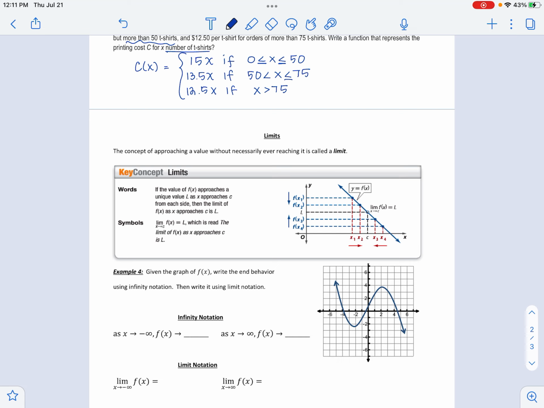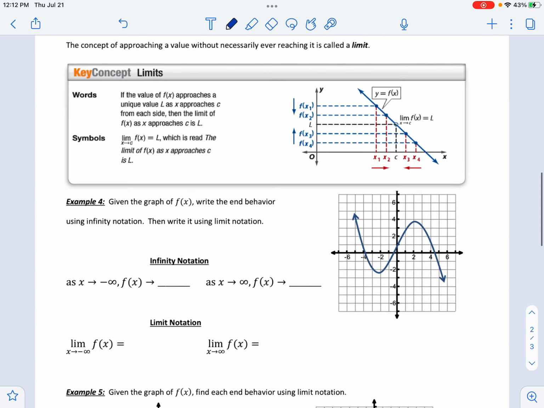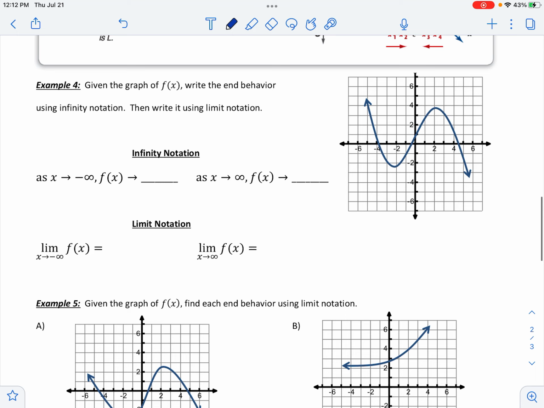We get more into limits at the end of the school year, but just so you have an idea, limits are the concept of approaching a value without necessarily ever reaching it. That's called a limit. So if you're headed towards the y value of 6 from the left and from the right, that's the limit. But it's the y value that you're heading towards, okay? That just explains it in this box here too, if you want to look at it further.